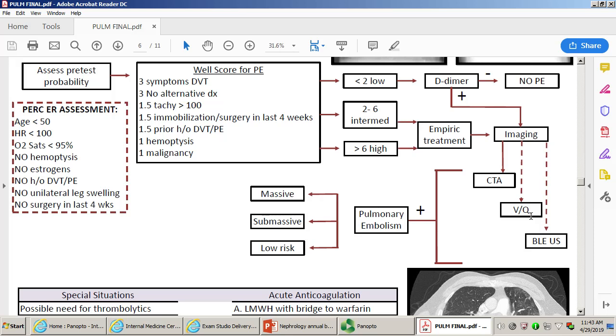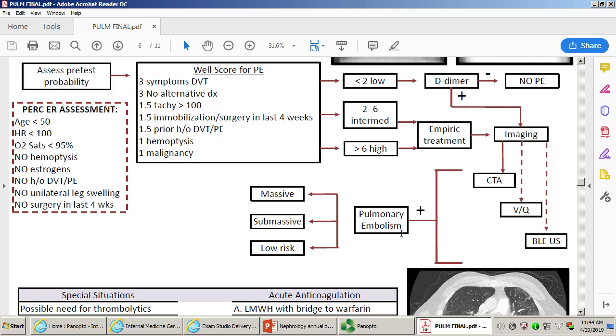When do you do VQ? Renal failure, and you need to get a chest X-ray. A true contrast allergy. And maybe not in the acute setting, but if you have somebody that you're worried about chronic PEs, a VQ is going to be your test of choice over the CTA.